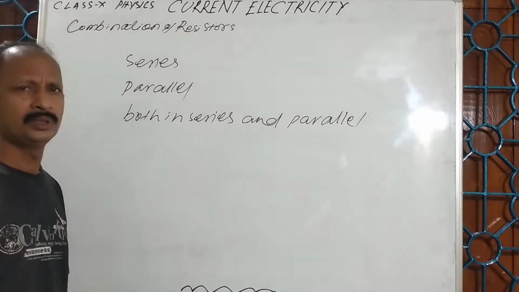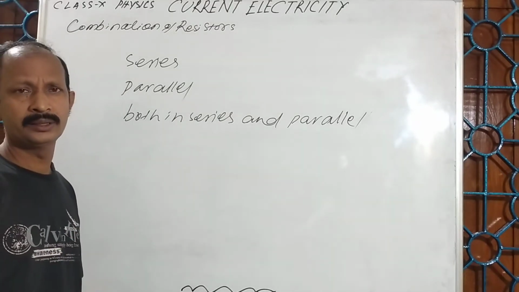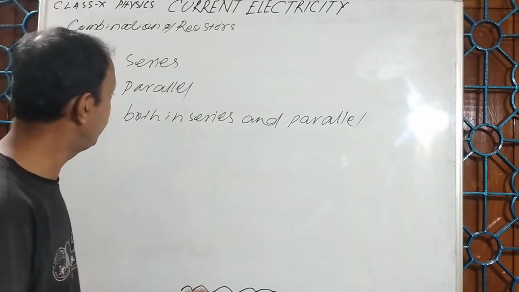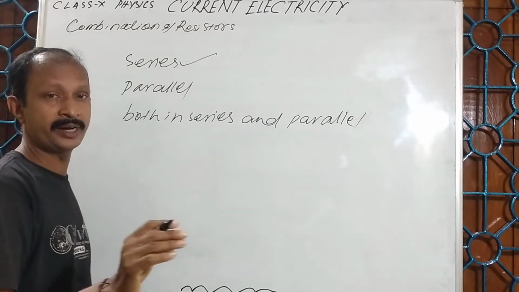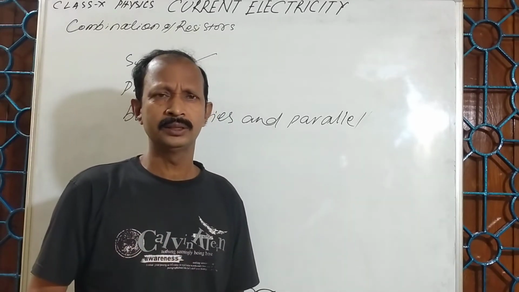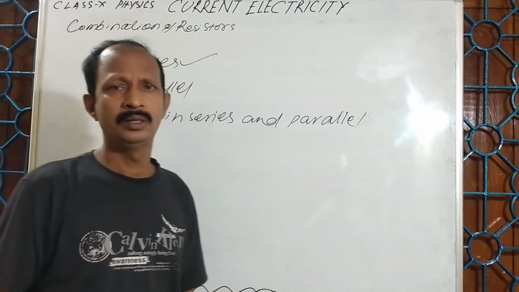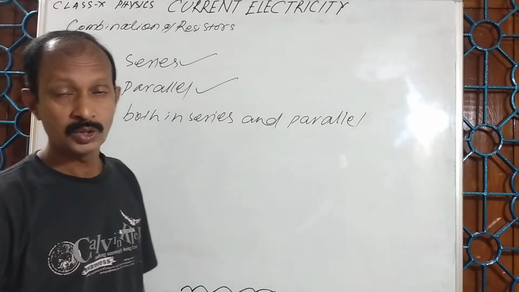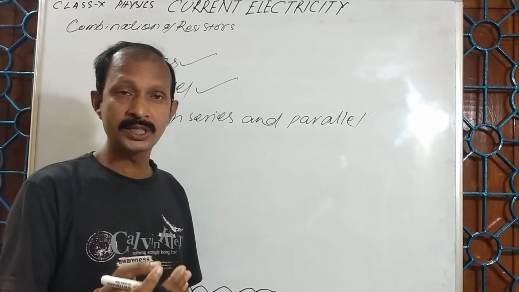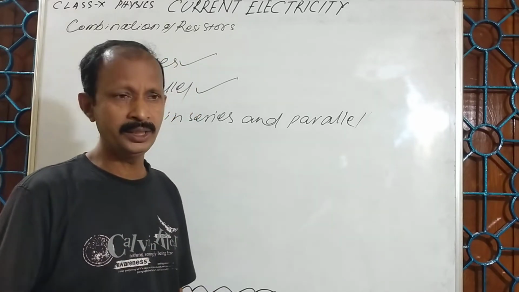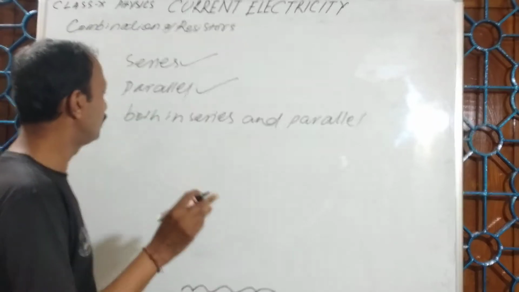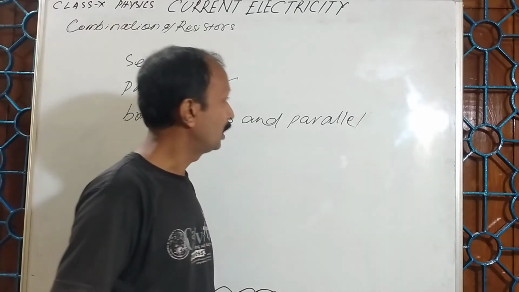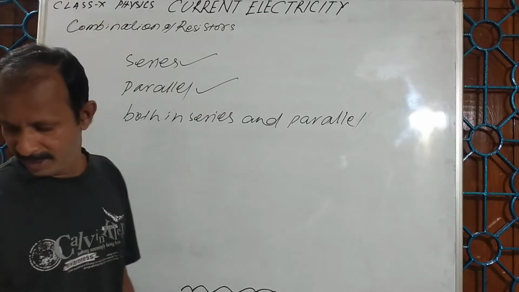For example, we need less current. That means we have to increase our resistance. That means we have to go for series connection. If you want more current, we have to reduce the resistance. Then we have to go for parallel combination. So according to our requirement, in a circuit some resistors will be connected in series and some resistors will be connected in parallel. So let us start with series combination.